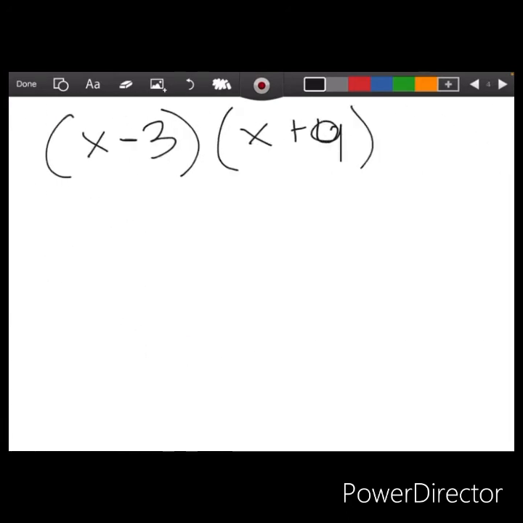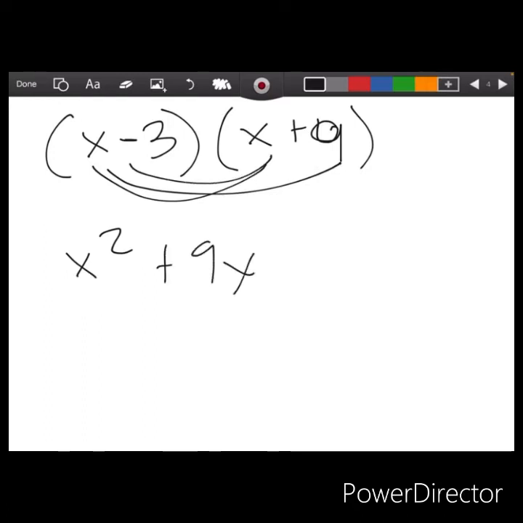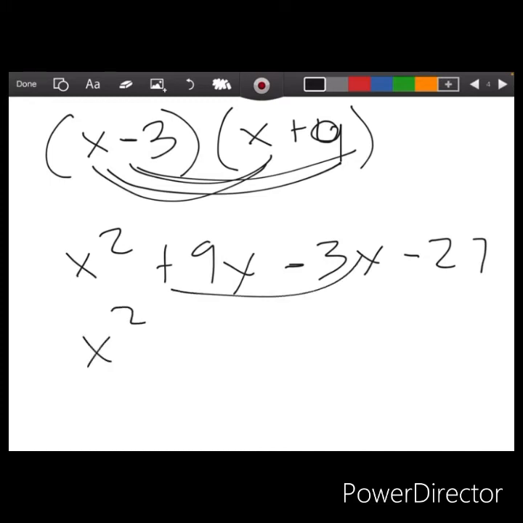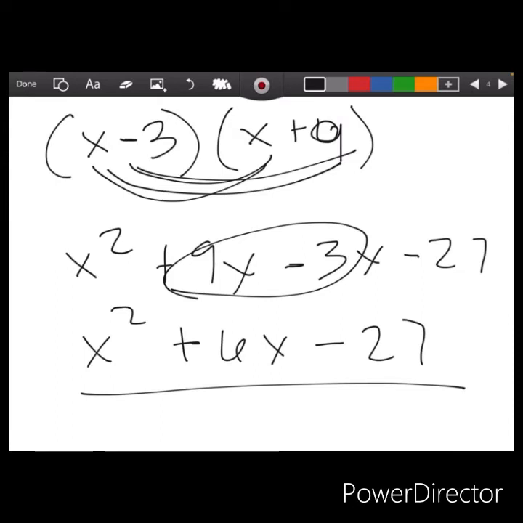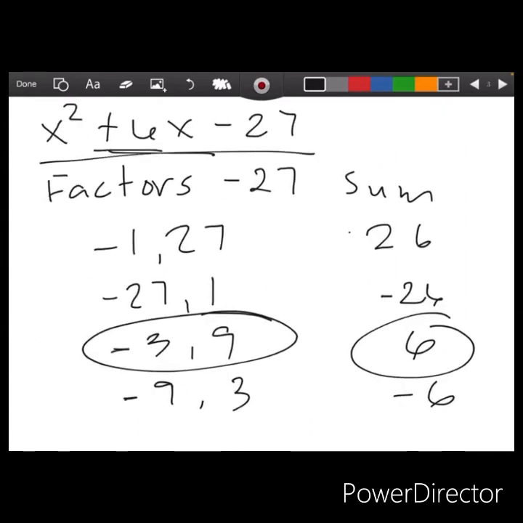Let's try again to apply the FOIL method. Get the product of the first terms. We have x squared, product of the first term and the last term, plus 9x. The negative 3 times x, negative 3x. Then negative 3 times 9 is negative 27. Then simplify, we have x squared, plus 9x minus 3x is equal to positive 6x, minus 27. As what you can see, this is now the final answer, equal to our given trinomial in terms of x.